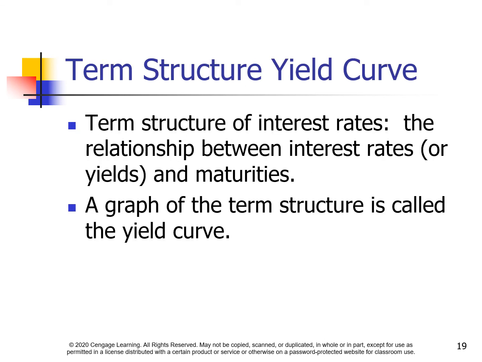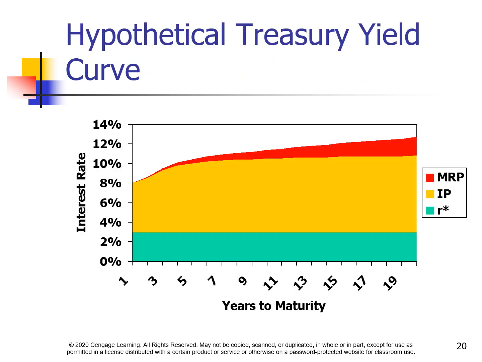Term structure and yield curve. The term structure of interest rates is the relationship between interest rates or yields and maturities. A graph of the term structure is called the yield curve. Hypothetical Treasury yield curve. The yield curve typically is upward sloping. As the years to maturity increases, the interest rate increases.